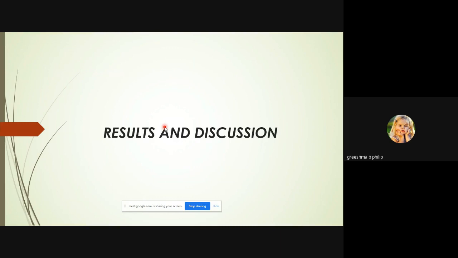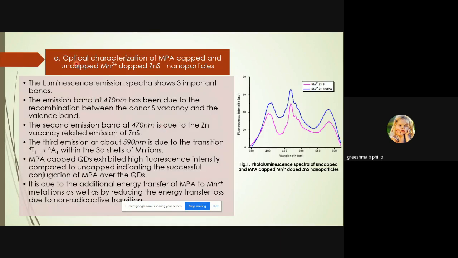Now, moving to the results and discussion. First, by doing the optical characterization of these quantum dots, which are capped with MPA and not capped with MPA, we can see three major bands are formed. The two bands around 410 and 470 correspond to the band of the quantum dots, that is zinc sulfide, and the band near 590 corresponds to the manganese ion. The band near 410 corresponds to the donor sulfur vacancy and valence band. The second band around 470 is due to the zinc vacancy, and the third is due to the manganese ion.